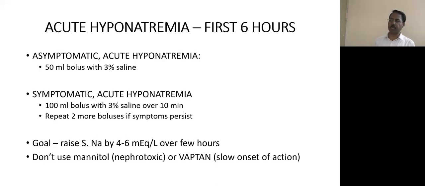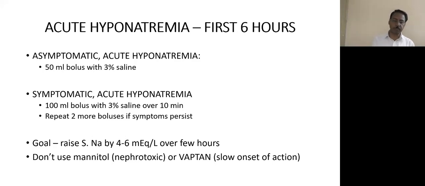If it is asymptomatic, start off with 50 ml boluses. Most of it is boluses. The infusion rates and all those things are a little fuzzy. What they have found is that these are all safe based on various trials. You don't have to worry about it. So for asymptomatic acute hyponatremia, a 50 ml bolus of 3% hypertonic saline.